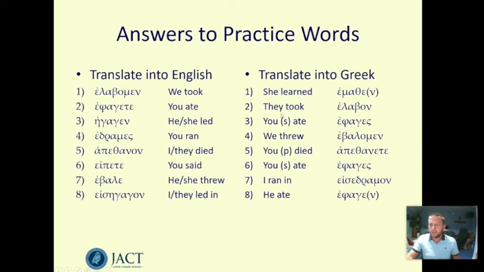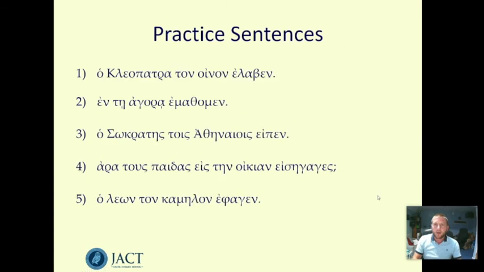She learned, emathe. They took, elabon. You ate, ephages. We threw, ebalomen. You died, apethanete. So this is, remember, the augment comes after the apo and the omicron disappears. Eisedramon, so again the prefix eis, then the augment, then that aorist stem dram, and the ending for I, on. And he ate, ephage, and again you could have a nu on the end there.